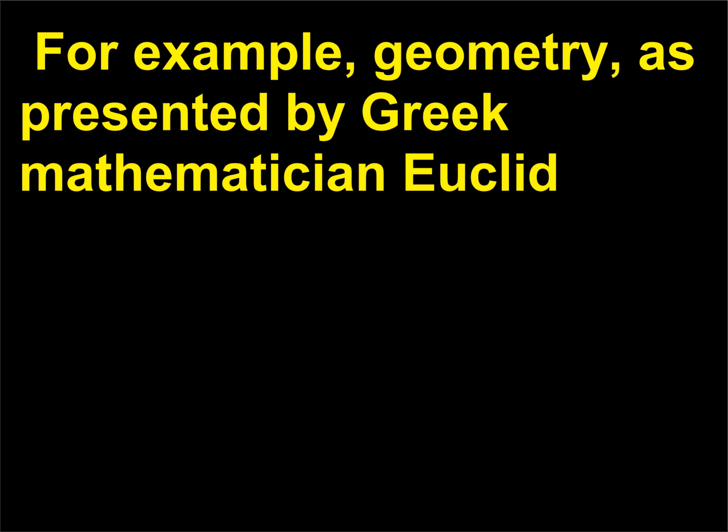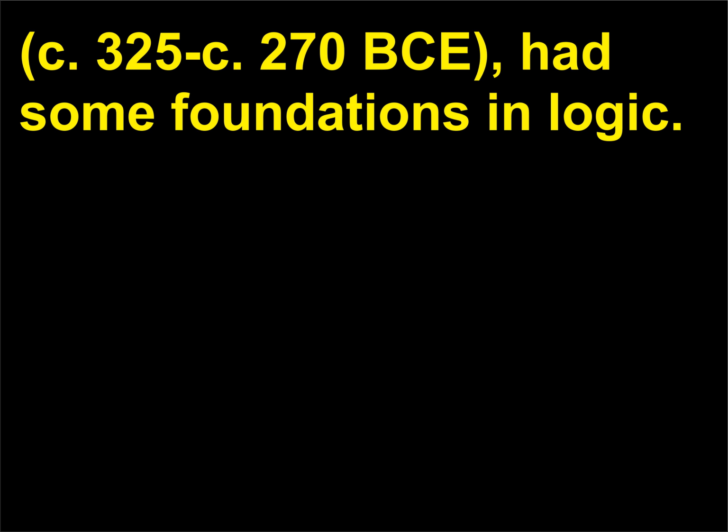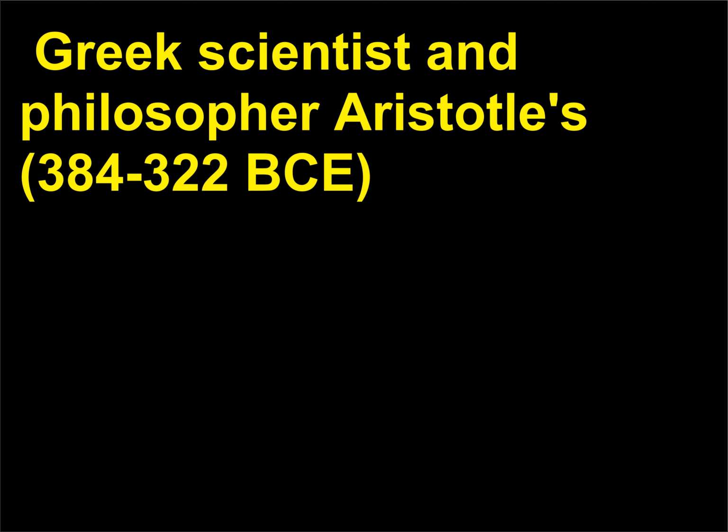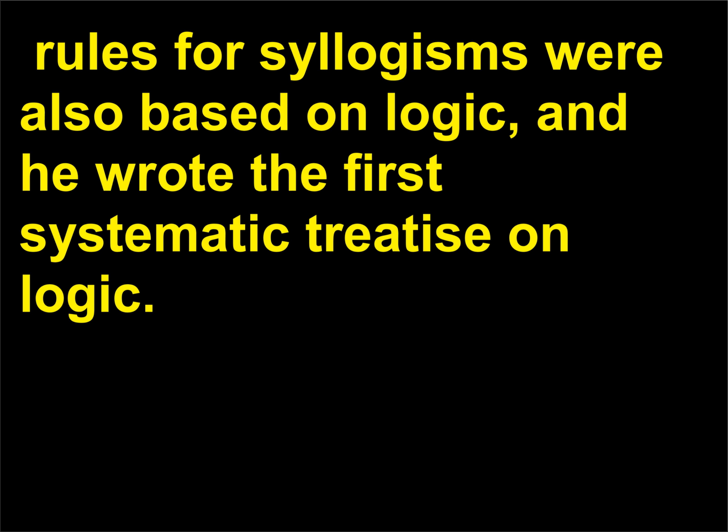For example, geometry, as presented by Greek mathematician Euclid, c. 325–c. 270 BCE, had some foundations in logic. Greek scientist and philosopher Aristotle's, 384–322 BCE, rules for syllogisms were also based on logic, and he wrote the first systematic treatise on logic.